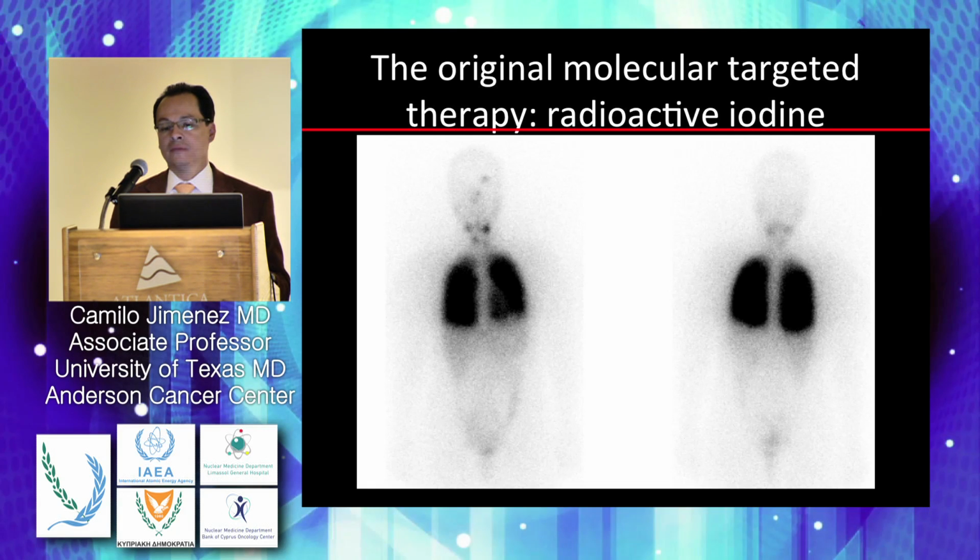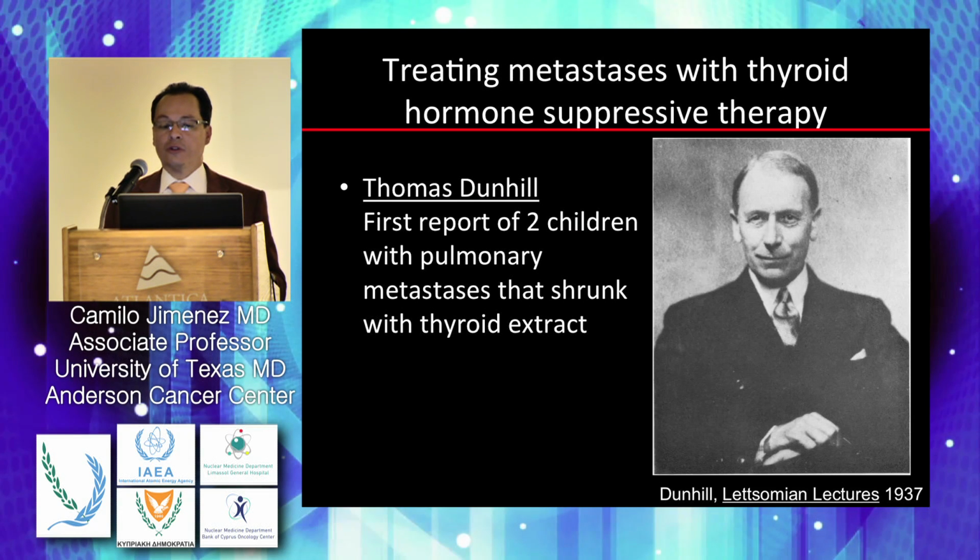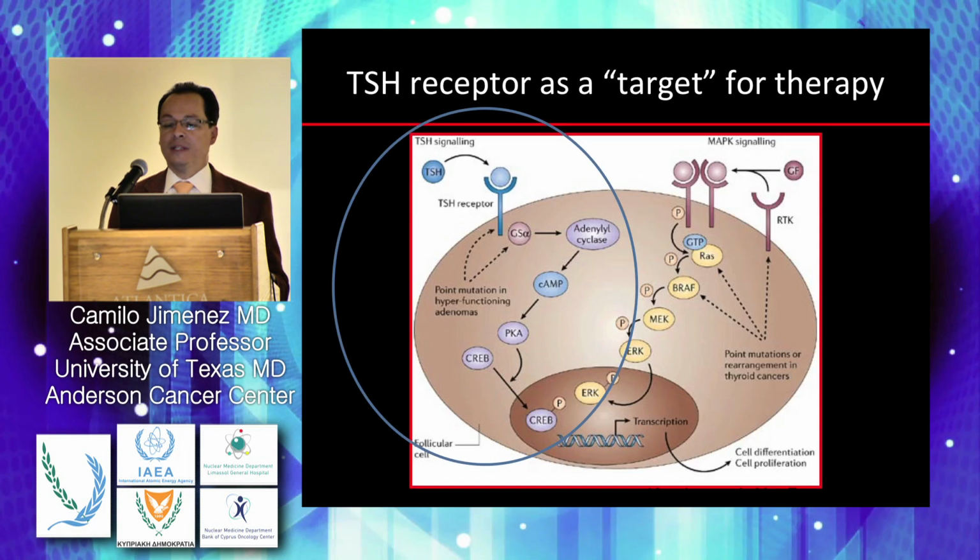iodine therapy. Historical description also of what we call thyroid hormone suppressive therapy happened in 1937 at the Ledsomanian lectures by Thomas Dunhill, a doctor who reported 2 children with pulmonary metastases that shrunk with a thyroid extract. That was the first description of thyroid hormone suppressive therapy, and this is based on the fact that the TSH receptor could be a target for therapy, as we have discussed before.